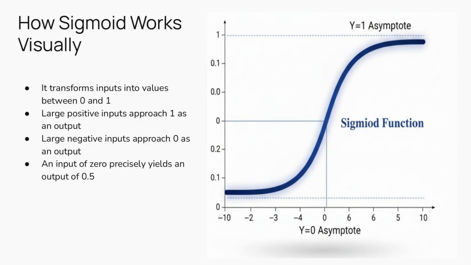Let's see this in action. If our model calculates a score of +8, we pass it through the sigmoid function, and it outputs something like 0.99. An almost certain yes. If the model calculates a score of -5, the sigmoid squashes it down to 0.01. An almost certain no. And what happens if the model calculates a score of exactly 0? The sigmoid function outputs exactly 0.5. A perfect 50-50 toss-up. This gives us our probability.